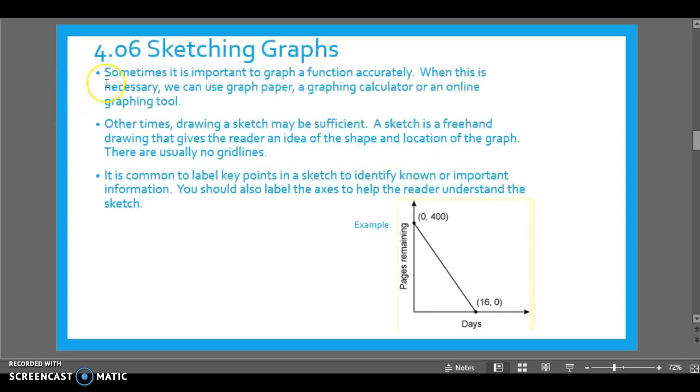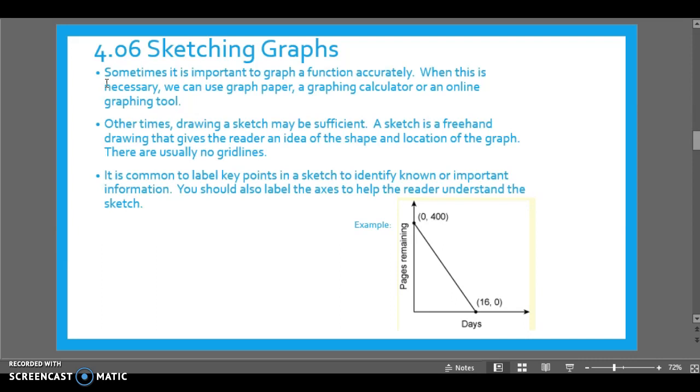So sketching graphs, sometimes it is important to graph a function accurately. When this is necessary, we can use graph paper, a graphing calculator, or an online graphing tool like Desmos. Other times, drawing a sketch may be sufficient. A sketch is a freehand drawing that gives the reader an idea of the shape and location of the graph. There are usually no grid lines.